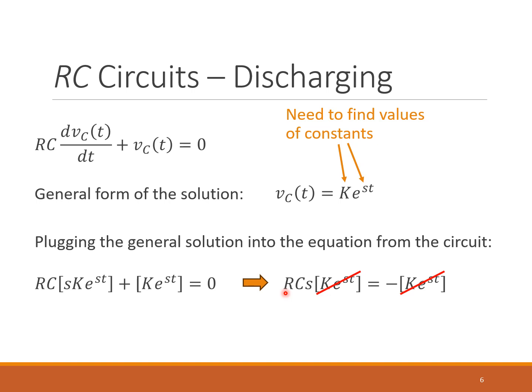But let's say we know R and we know C. So we want to solve for this constant S. So now we can say that S is equal to -1 over RC. And again, if R and C are known, then we'll know a specific numerical value for this S constant. And we'll come back and talk about what that means more broadly in a little bit.